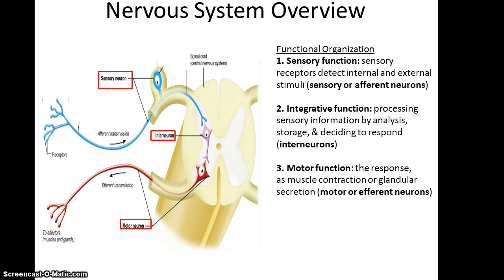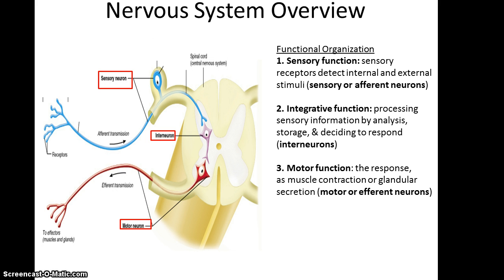If you look at the nervous system in terms of function, you see that there is the sensory function, which is receptors that detect internal and external stimuli. These are called sensory or afferent neurons. For instance, they detect if your stomach is stretched, thereby you are full, or if somebody touched you on the arm.